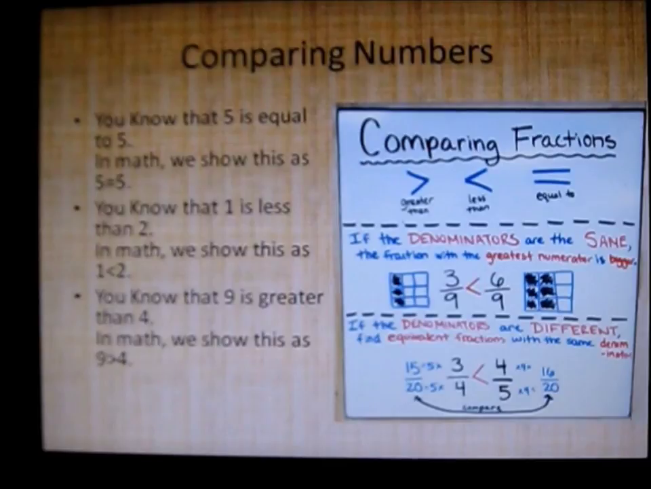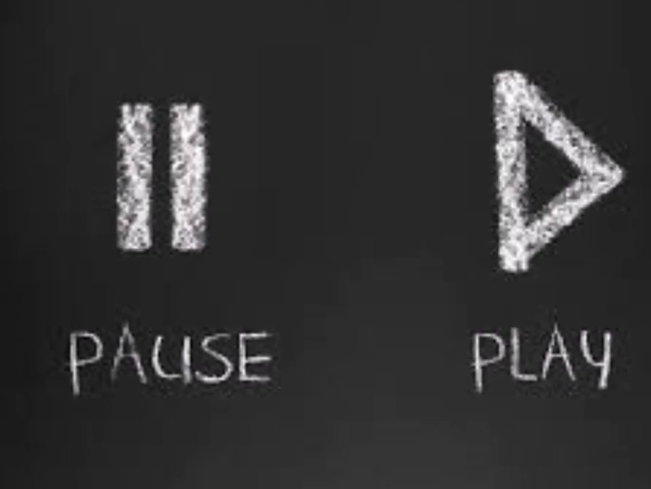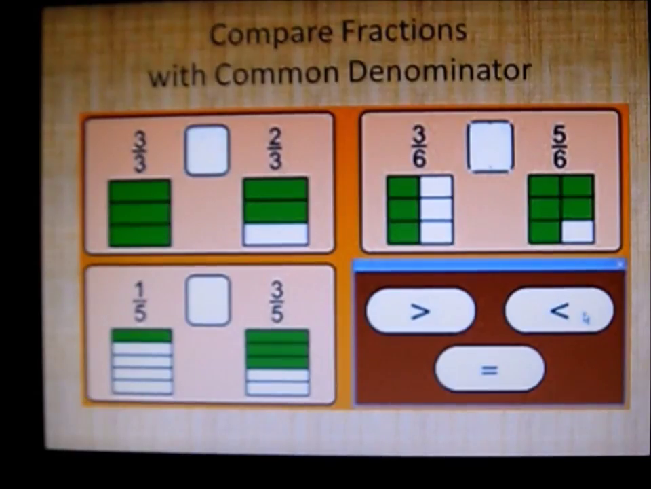If the denominators are different, find the equivalent fractions with the same denominator. We'll save this for the next lesson. Compare fractions with common denominators. Are you ready for the answers? If not, pause the video. All right, here we go.